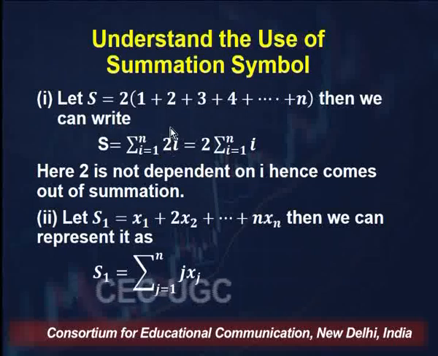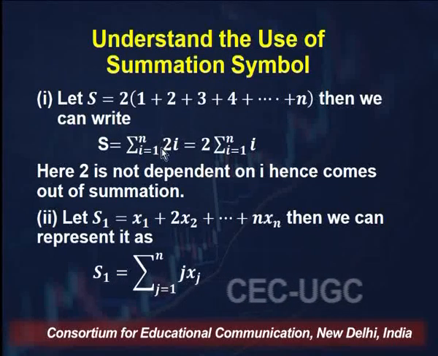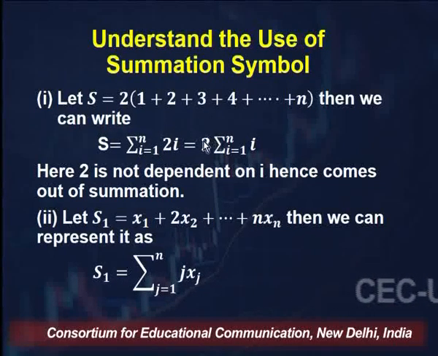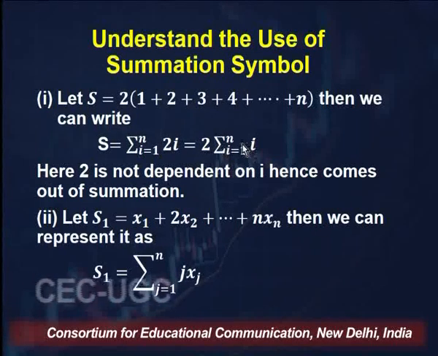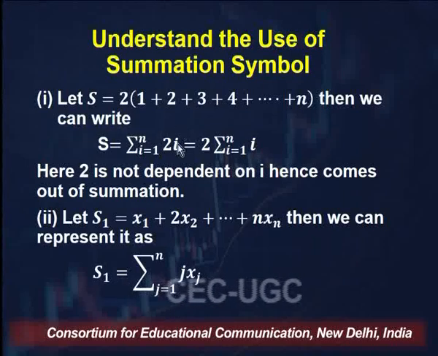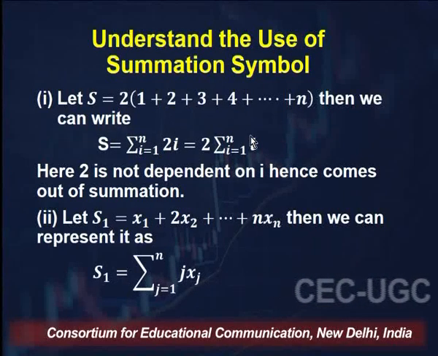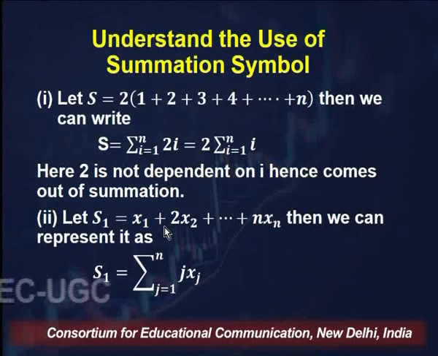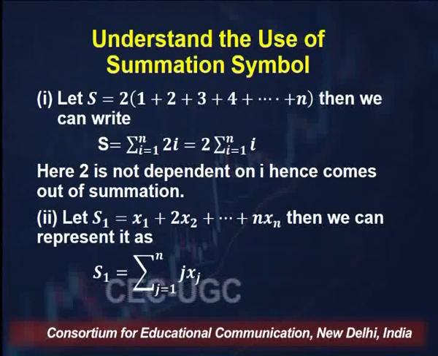Now, as I have already commented, since 2 is independent of i, it comes out of the summation sign. So, it is equal to 2 times summation i equal to 1 to n of i. Therefore, this is the expression with which I am going to work. I will take a few examples so that you can understand these sums.